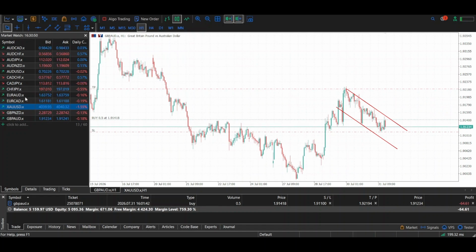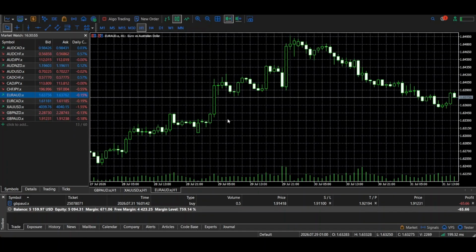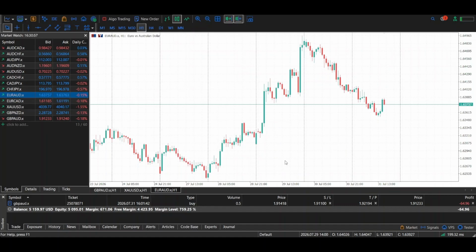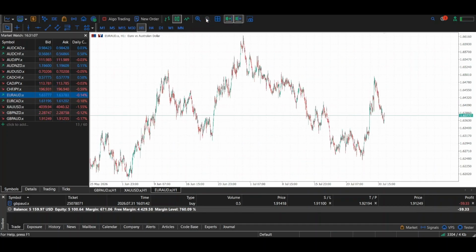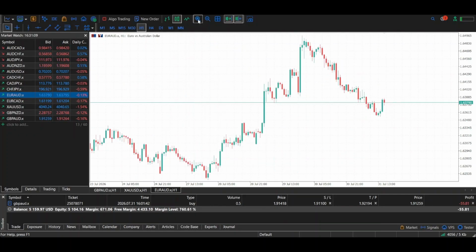Let me check EURAUD, what's happening on EURAUD, because if we have a setup on GBPAUD, EURAUD should also be showing me some sort of a setup. It doesn't have a clean setup. EURAUD really doesn't have a clean setup, so there's a high chance that I will hit stop loss and end the day or the week on break even. So that will all be based on the market.